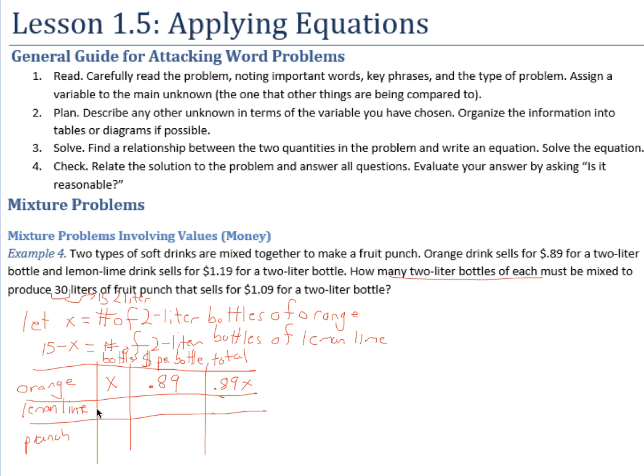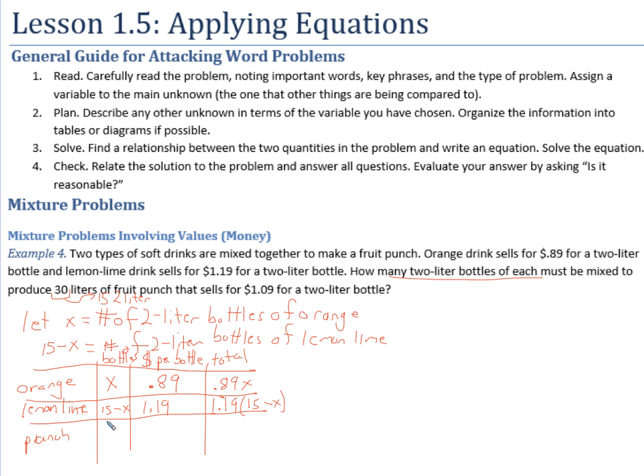Down here, our lemon lime, we have the 15 minus X. Squeeze that in there. These are $1.19 per bottle. Oops, put in an extra number there. $1.19 per bottle. And so this is going to be 1.19 times 15 minus X.